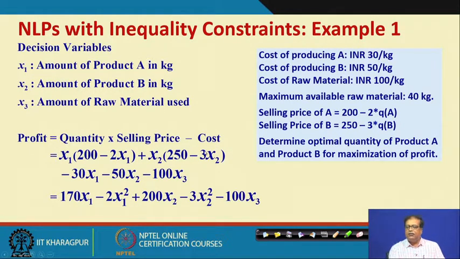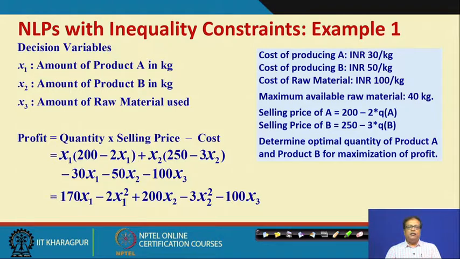And what is the cost? The cost is 30, 50 and 100. So, 30 x 1, 50 x 2, 100 x 3. Is it all right? Therefore, you can simplify. You see this is 200 x 1 minus 30 x 1, so 170 x 1; 250 x 2 minus 50 x 2, so 200 x 2; and minus 2 x 1 square minus 3 x 2 square minus 100 x 3. So, this is our objective function, right. The first part is done. We have obtained the profit, but there are some constraints also, right.